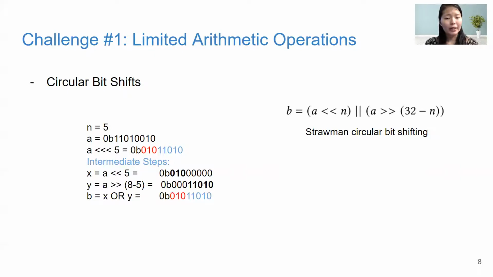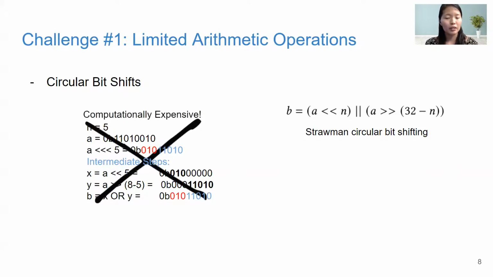So as we see here, this approach is going to require 3 operations, these intermediate steps, and a bitwise OR. Now, because of ALU dependencies between the shifting and the bitwise OR, this is actually going to require at minimum 2 pipeline stages in the network switch. This is going to become computationally expensive, especially since we have so many of these circular bit shifts to implement.